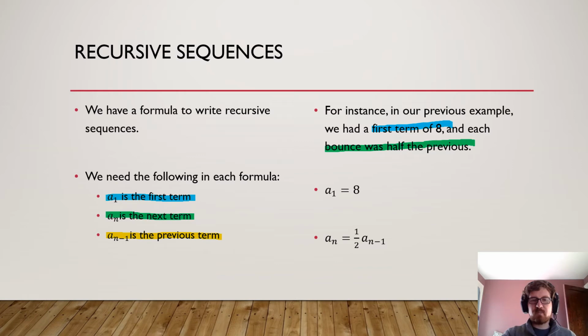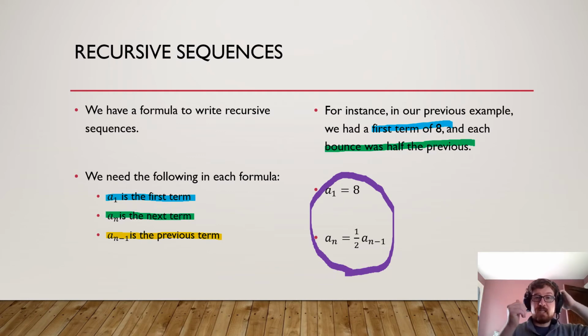Now, here's an important part. For a recursive sequence, you need both of these. Both of those have to be written for a recursive because I need to know the first place we started, and I also need to know how we're getting to the next term.